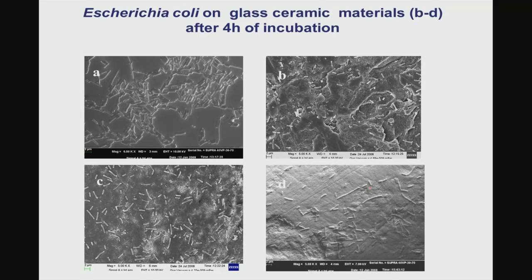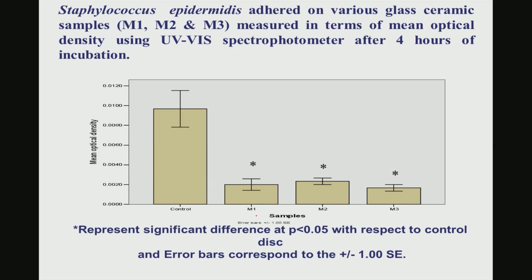As I said in earlier modules also, in order to establish the antibacterial property, one has to use two bacterial strains, and indeed we have used two bacterial strains. One is Staphylococcus aureus and the other is E. coli, Escherichia coli. In Escherichia coli also we have seen fewer bacteria growing or adhering on the material substrates like M1, M2, M3, and particularly on M3 even fewer bacteria are present.